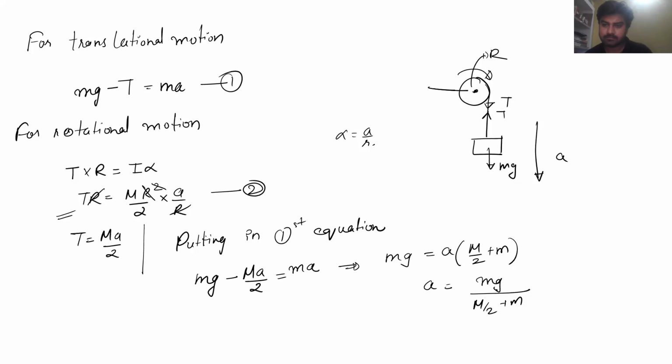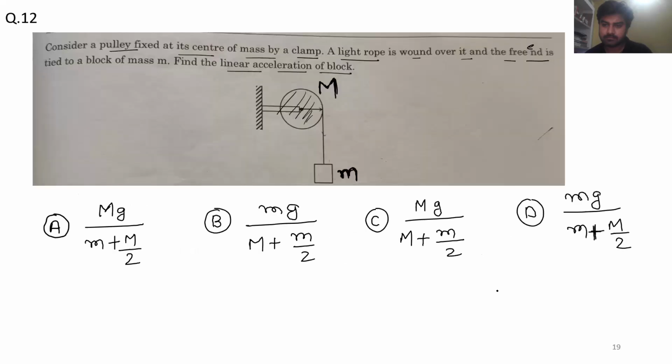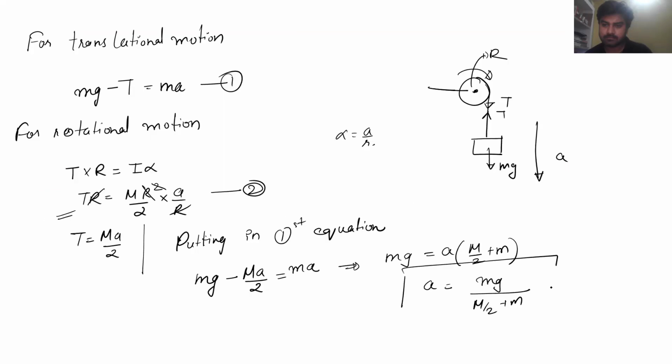Small mg, na? Option D. Okay, option D is the correct answer, right? Let's move to the next one.